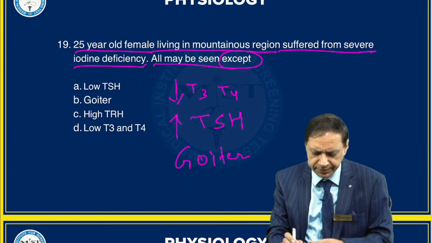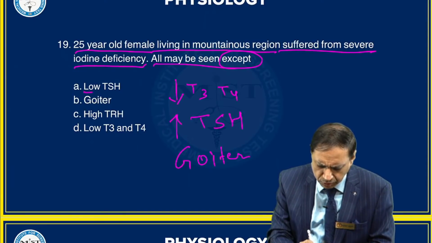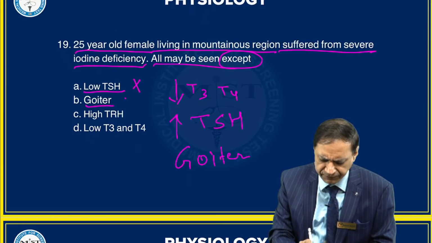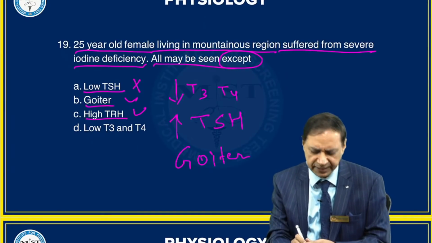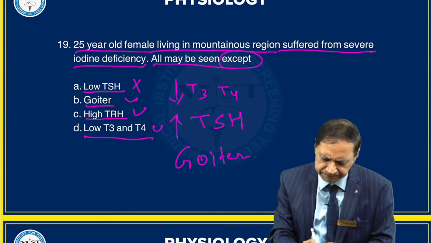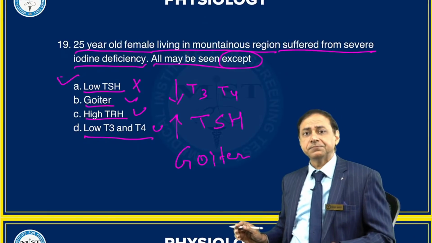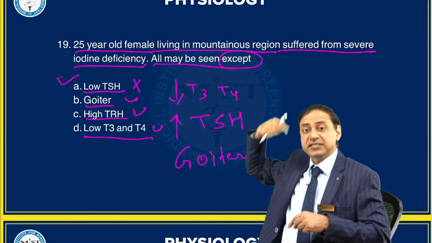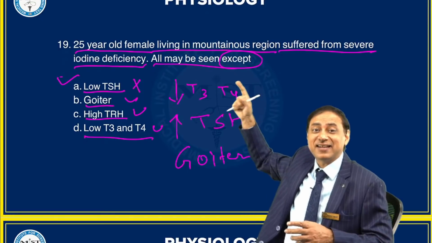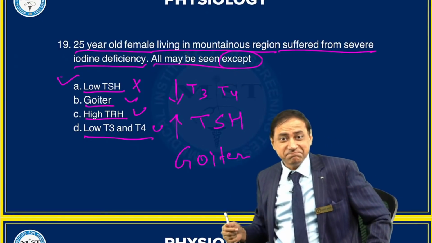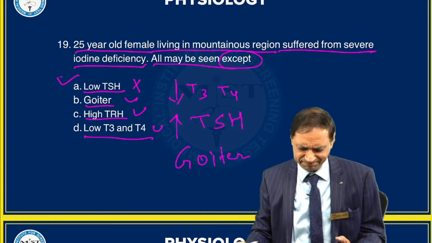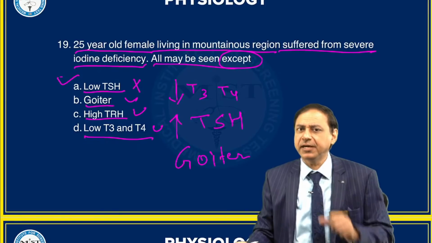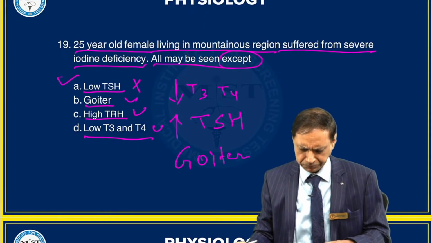Iodine deficiency goiter. So low TSH, no. High TSH. That is why goiter. Goiter, fine. High TRH, fine. As a feedback, TRH will also be high. Low T3, T4, fine. This is the answer. Because T3, T4 is low, as a feedback, TSH and TRH will be high. Because of high TSH, I am getting goiter. TSH level will be high. Simple question.